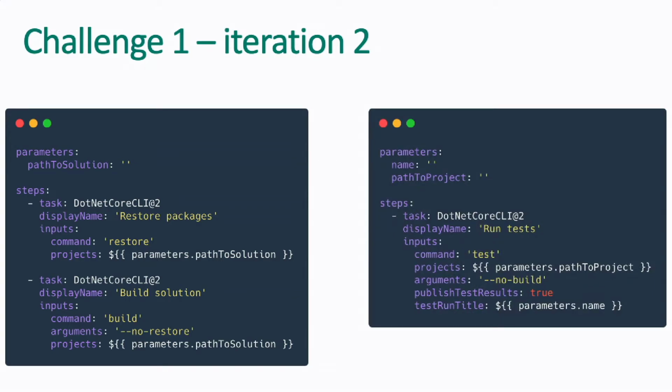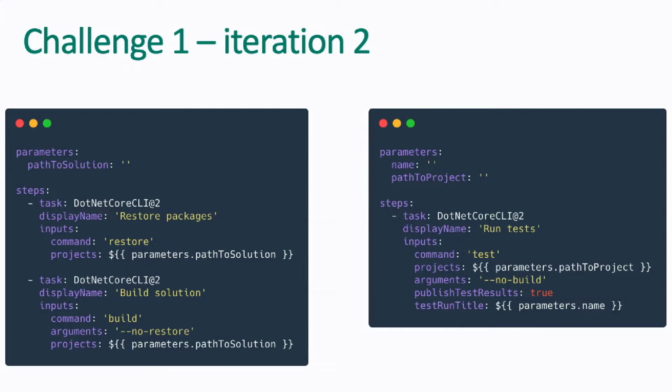This template was about running the tests. And this second template, as you can understand, we can use for both unit tests and integration tests as well. And both of those templates, as you can see, can also define parameters. In the first template, the only parameter that we need was the path to the solution itself. In the second case, we chose two parameters: the path to the project with the tests and the name.